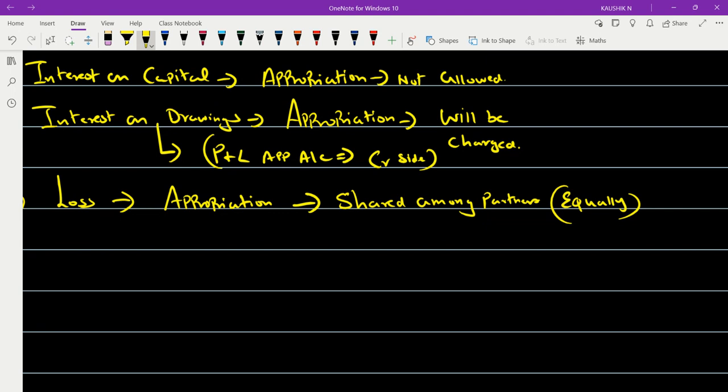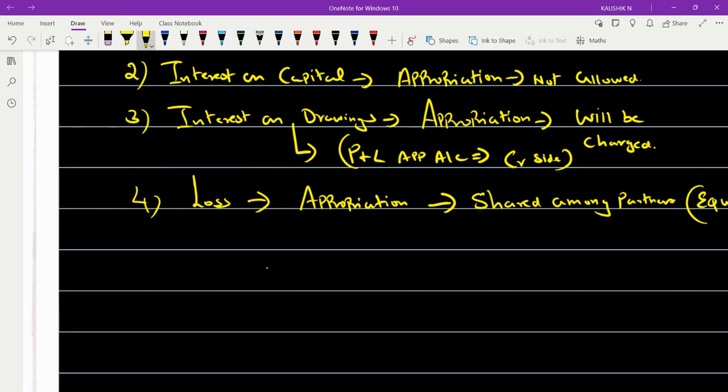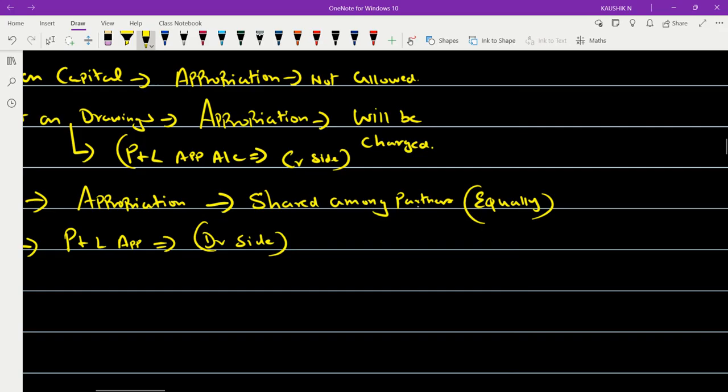Fine. And where will this loss appear in the P&L appropriation account? The loss will appear on the debit side. Very good. And which side will you show the share of losses in the P&L appropriation account? Very good.